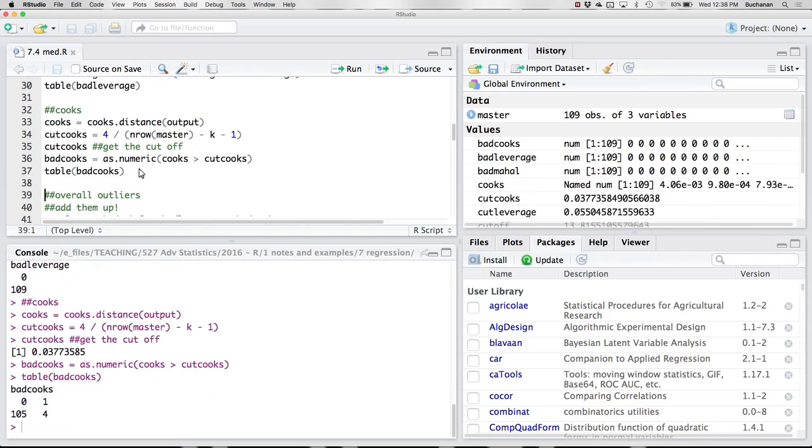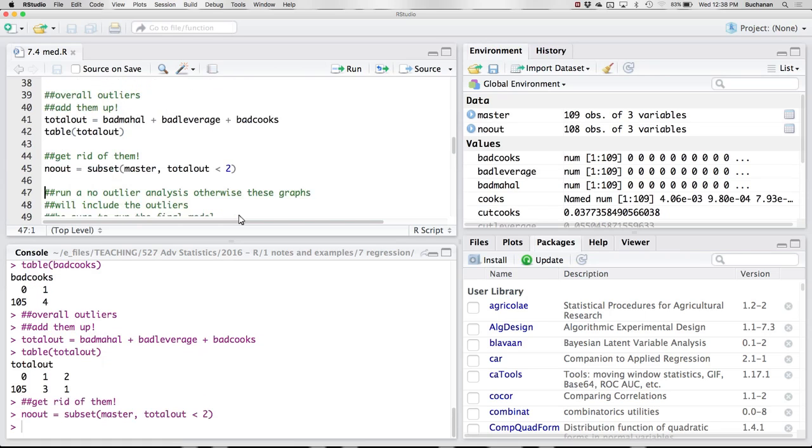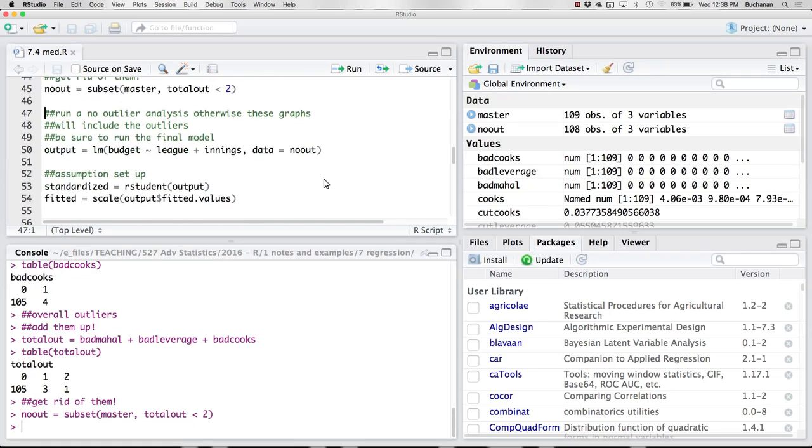And then for Cook's, there are 4. And so we add them up, print them out. We got 1 who has at least 2. So whoever that Mahalanobis outlier was also a Cook's outlier, so they're going to get ditched. The other 3 are okay. So we're rerunning that analysis. I've just changed data set names.